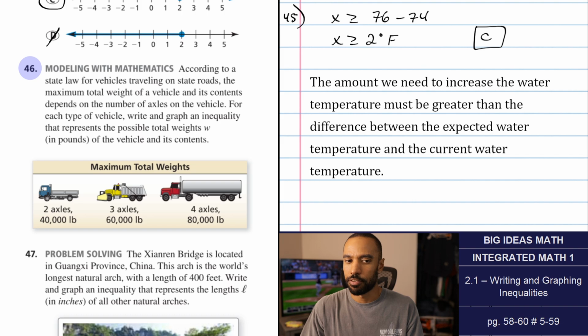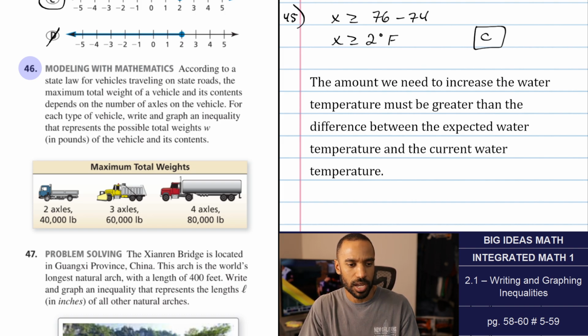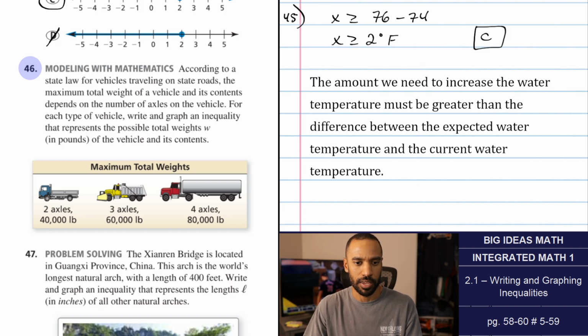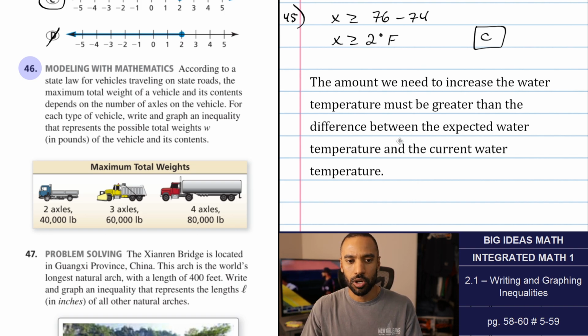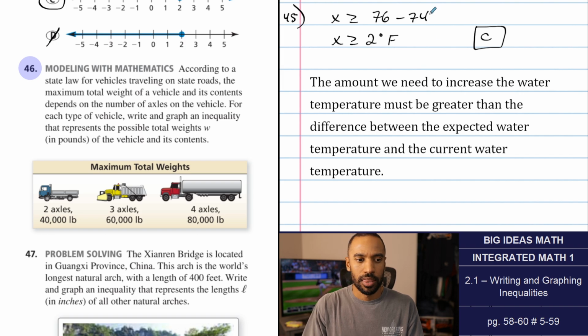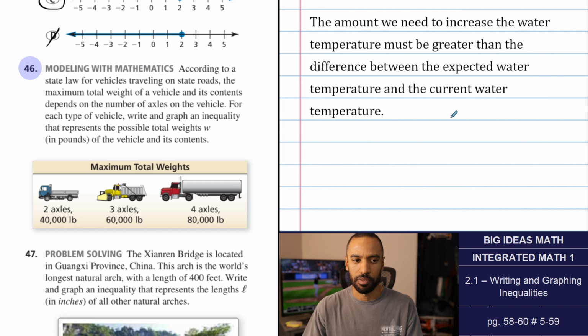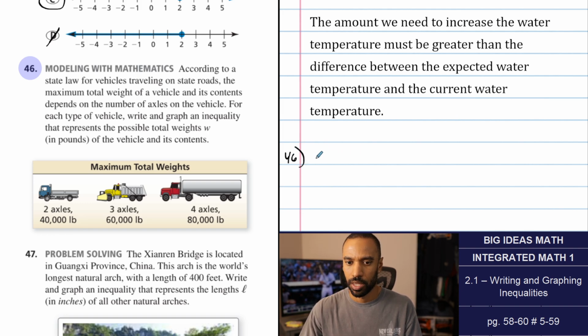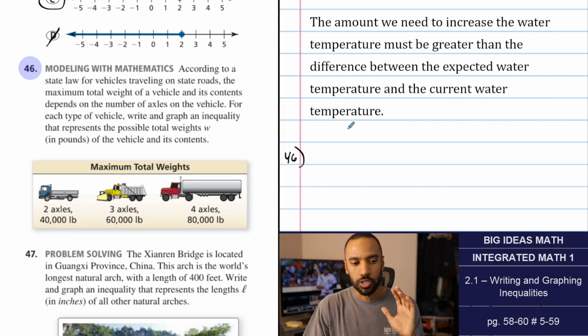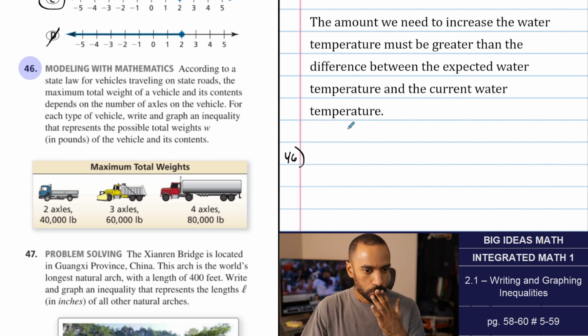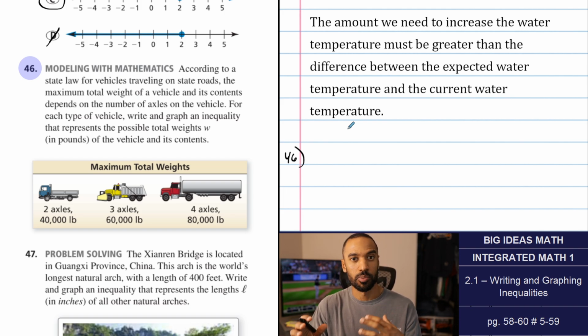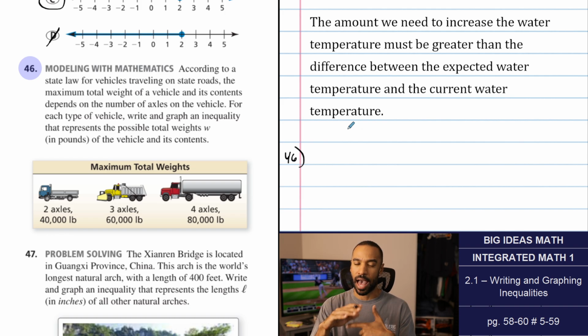Number 46. According to a state law for vehicles traveling on state roads, the maximum total weight of a vehicle and its contents depends on the number of axles on the vehicle. For each type of vehicle, write and graph an inequality that represents the possible total weights, W in pounds, of the vehicle and its contents. So it looks like for a 2-axle vehicle, these are maximum total weights. So maximum is the most it can be. It can be that or less.